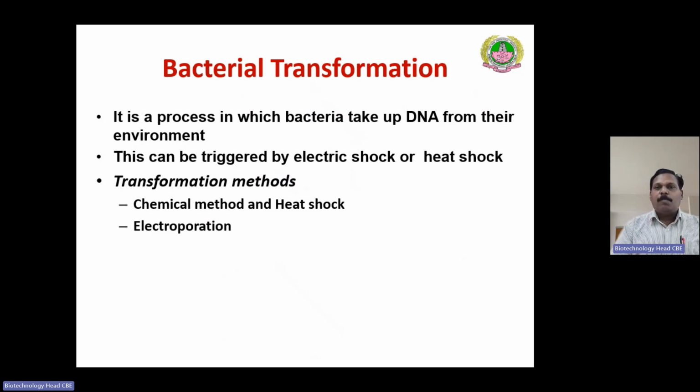This can be triggered by either applying electric shock or by using heat shock treatments. Now let's see the transformation method. In the first stage, we are going to chemically treat the bacterial cells and give a heat shock to make the foreign DNA enter into the host cell system. Alternatively, you can apply electric shock by using a procedure called electroporation.